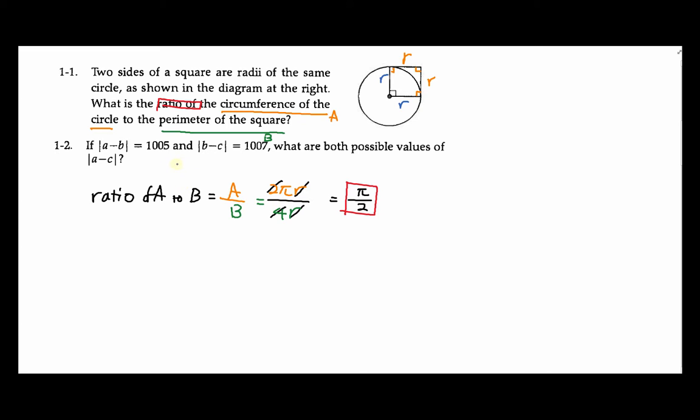Moving to the next problem, we are given the absolute value of A minus B is equal to 1005, and B minus C in the absolute value is 1007. What are both possible values of A minus C in the absolute value? Okay, let's first draw a line graph.